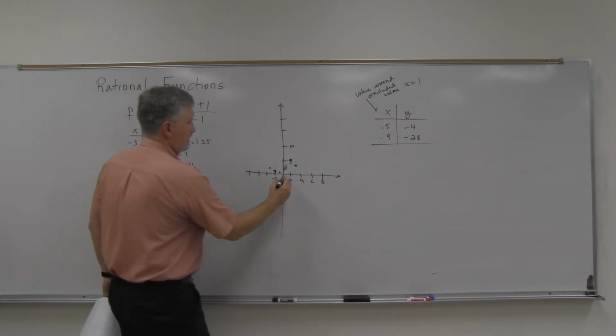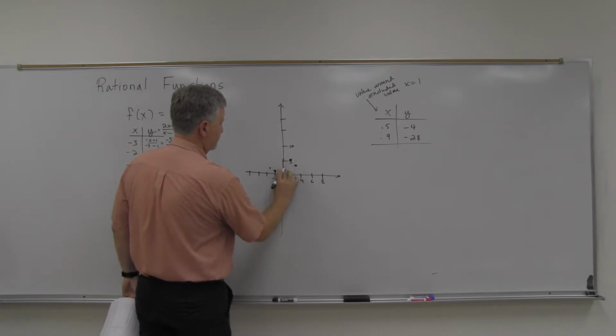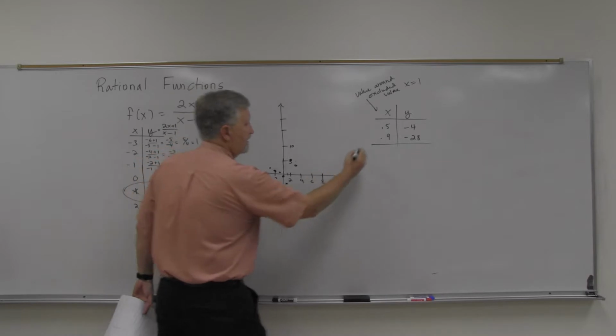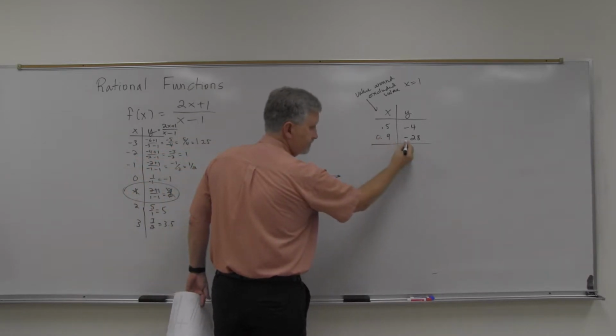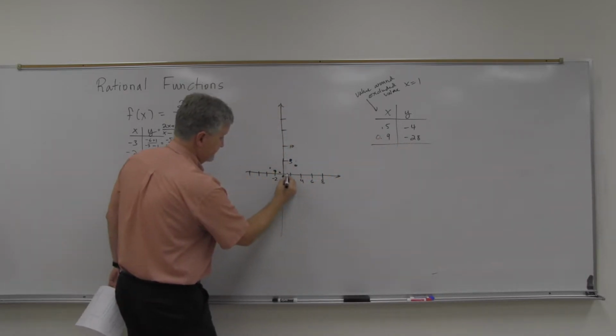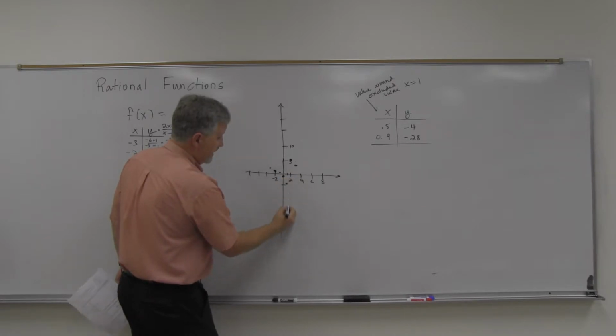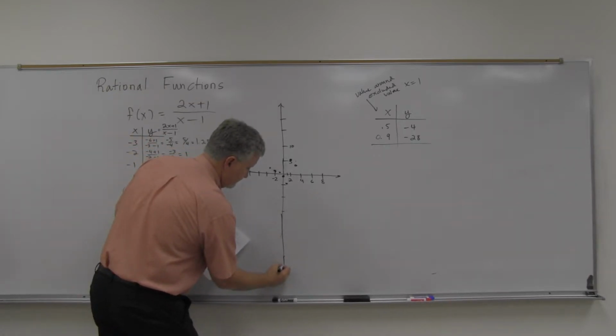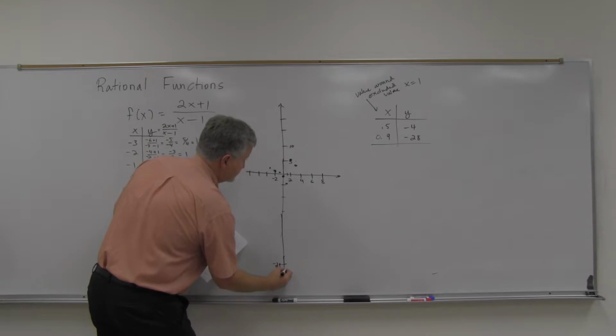So at 0.5, I've got -4. So here's 1. So at 0.5, I'm at -4. And then at 0.9, I'm at -28. So real close to 1. I'm way down here at, maybe even off the, well, got it down to -25, so it is just a little bit off what I provided there, but it's -28.